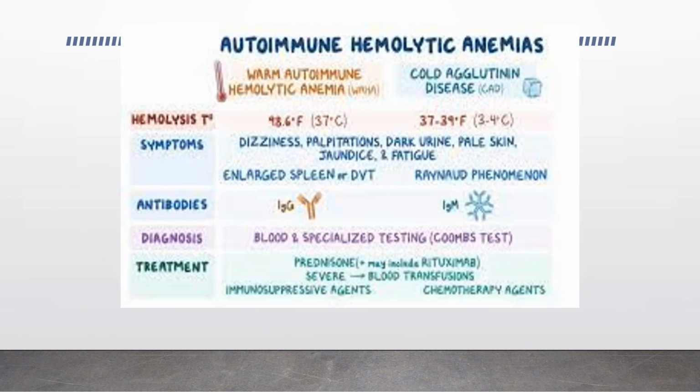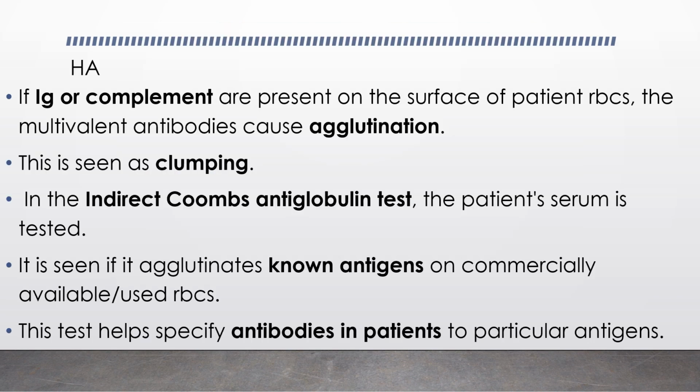Cold and warm temperature, body temperature colder than 3 to 4 degrees or 7 to 8 degrees sometimes. Cold agglutination disease, IgM; warm autoimmune hemolytic anemia, IgG. Agglutination or clumping is seen grossly with the naked eye so that we can know the result of the test.